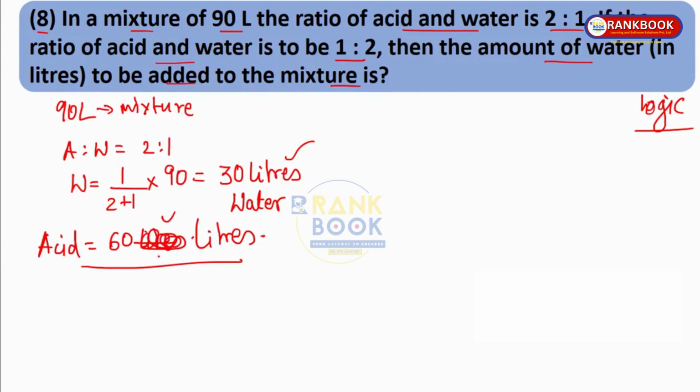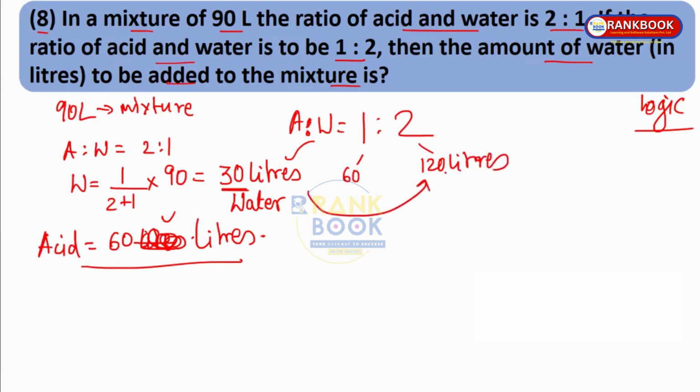Now, the ratio initially is 2:1. We have to make the ratio 1:2. That means the acid to water ratio has to be 1:2. That means if one part is acid, two parts are water. So, if 60 liters is the acid, how much should the water be? Twice of that, that is 120 liters. Right now, we have only 30 liters of water. We have to make it 120 liters. How to make it 120 liters? Just add 90 liters more water. Right, 90 liters of water. When we add this, 90 plus 30 is 120.